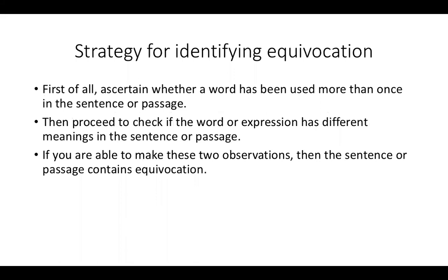Strategy for identifying equivocation. First of all, ascertain whether a word has been used more than once in the sentence or passage. That is, if you are to identify equivocation, it has to involve a word that has appeared more than once. That's the first step. Then proceed to check if the word or expression has different meanings in the sentence or passage. If you are able to make these two observations, then the sentence or passage contains equivocation.